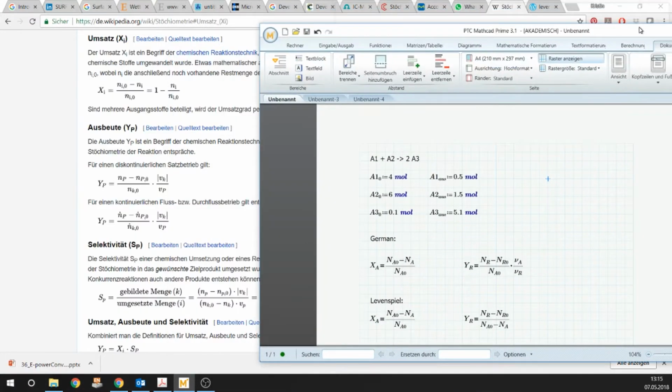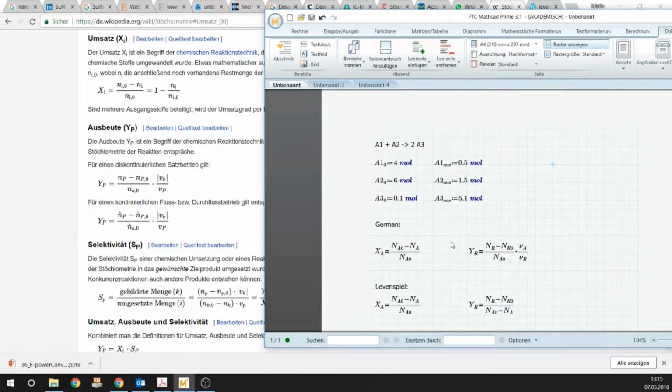So I can write this here. The German definition of conversion, here I'm writing it with respect to A, is the initial amount of A minus what's unreacted divided by the initial amount. Then the definition of yield is given. In the German article, it's given as the amount of P, or the product forming, minus what's initially available, with respect to the total amount of A that's available at the beginning of the reaction.